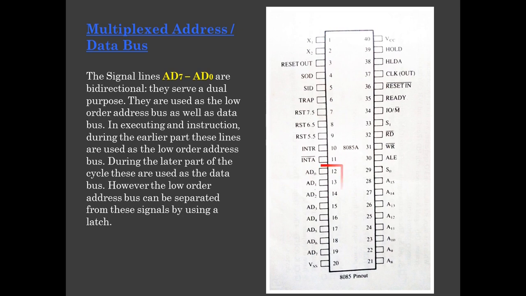The signal lines AD7 to AD0 are multiplexed address or data bus. It is bidirectional, which is the data flow in 2 directions, and they serve a dual purpose. That is, they serve both as the low order address bus as well as the data bus. While executing an instruction, during the earlier part of the execution, these lines are used as the low order address bus, and during the later part it is used as the data bus. The low order address bus can be separated from the data bus by using a latch.